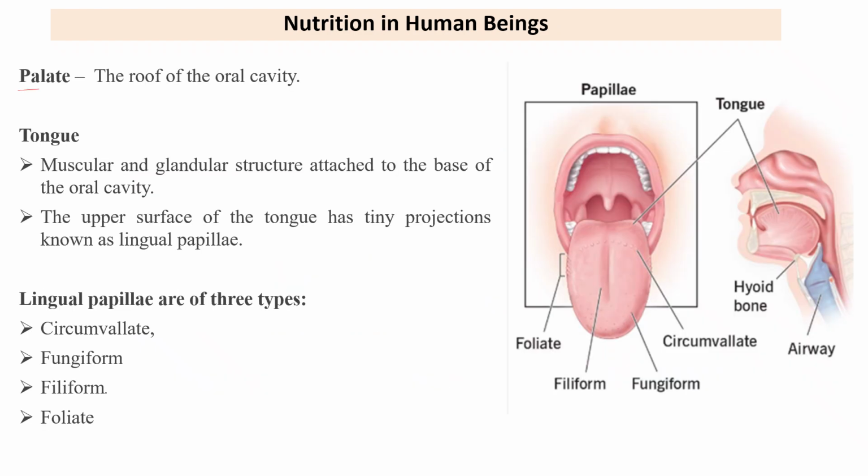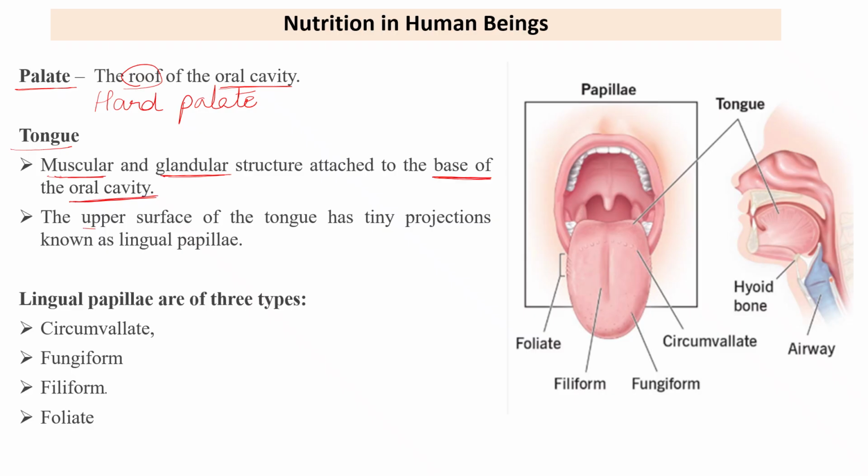What is the palate? The palate is the roof of the oral cavity, and the roof of the oral cavity contains the hard palate. Now comes the tongue. The tongue is muscular, glandular, and attached to the base of the oral cavity. You can see this is the oral cavity, and at the base is the tongue which is attached.